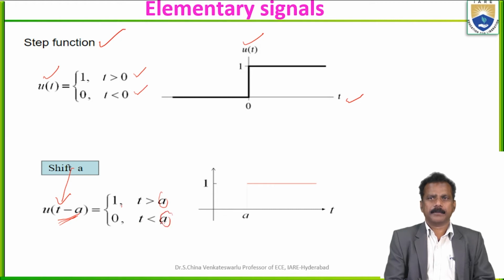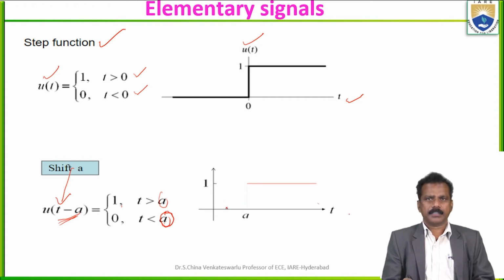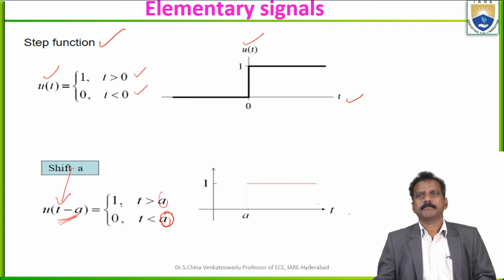It is specified. Okay, now from t versus u of t, the unit shift is t minus a, so u of t minus a. Now it is shifted from here to here. So this portion will appear shifted by a.